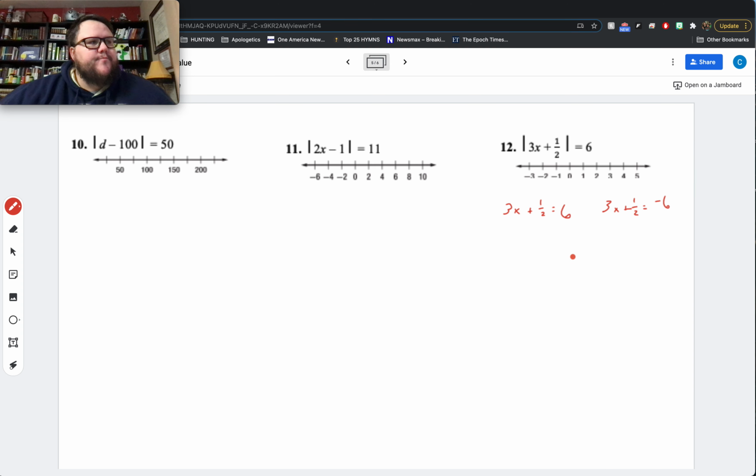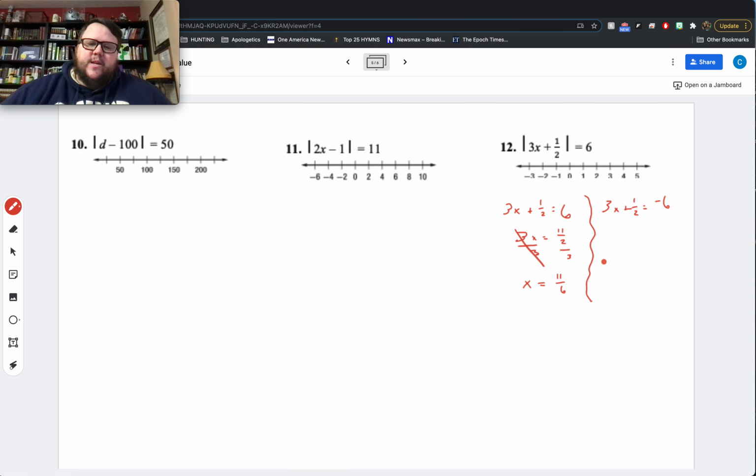So let's see. I'm actually going to subtract 1/2 over, so I get 3x equals, so that'd be 12 over 2. And I'm just doing this in my head for you guys. 12 over 2 would be 6, so 12 minus 1 would be 11. So we'll go 11 over 2. And then divide by 3. Divide by 3. So that would mean x equals 11 over 6.